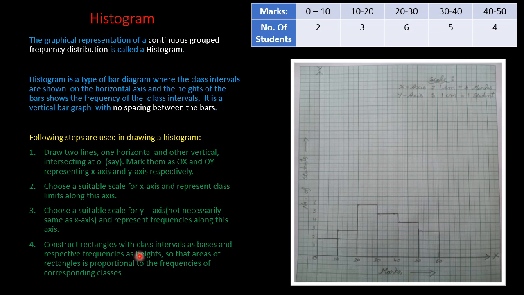Construct rectangles with class intervals as bases and respective frequencies as heights, so that the areas of the rectangles are proportional to the frequencies of the corresponding classes. Here on the bases we have taken class intervals and frequencies along the vertical axis, and we have drawn rectangles. Here different rectangles are there, and see there is no spacing between the rectangles; it is continuous. That is the histogram. Okay children.